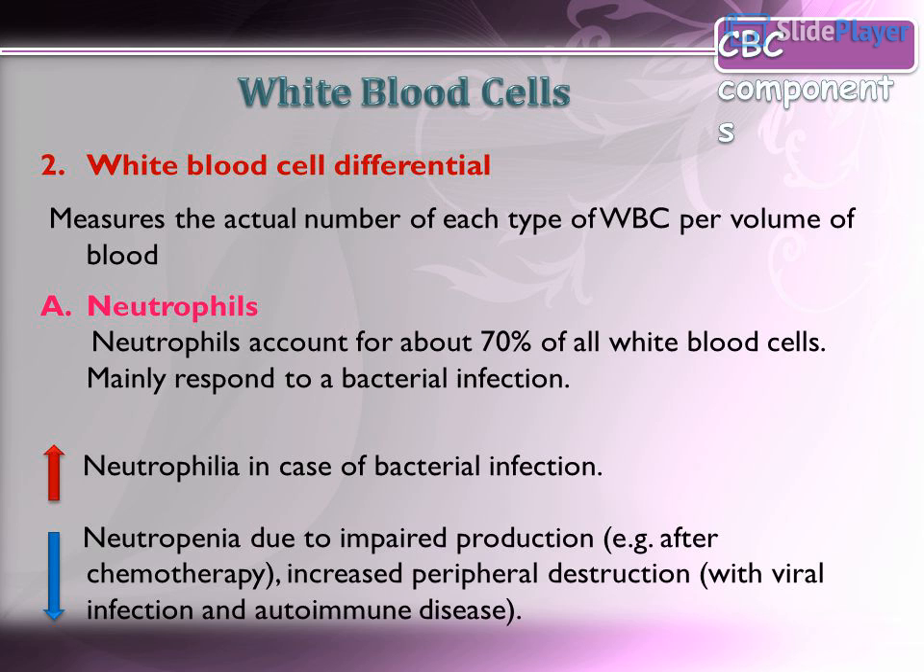White blood cells, CBC components. White blood cell differential measures the actual number of each type of WBC per volume of blood. Neutrophils account for about 70% of all white blood cells and mainly respond to bacterial infection. Neutrophilia in case of bacterial infection. Neutropenia due to impaired production, for example after chemotherapy, or increased peripheral destruction, with viral infection and autoimmune disease.